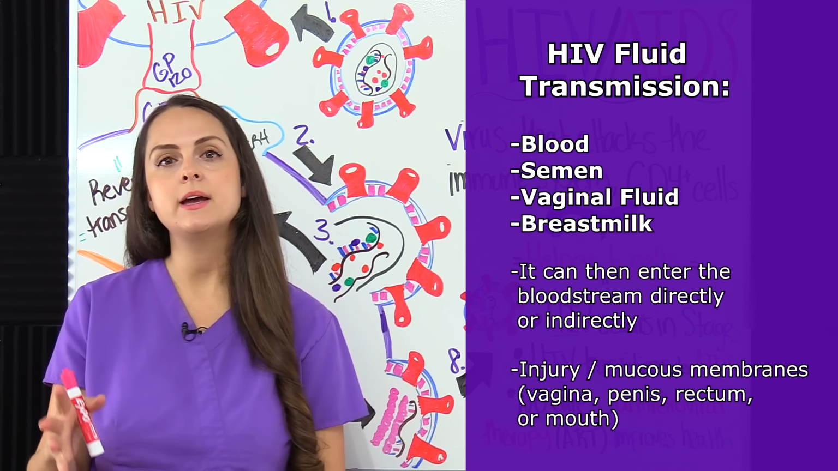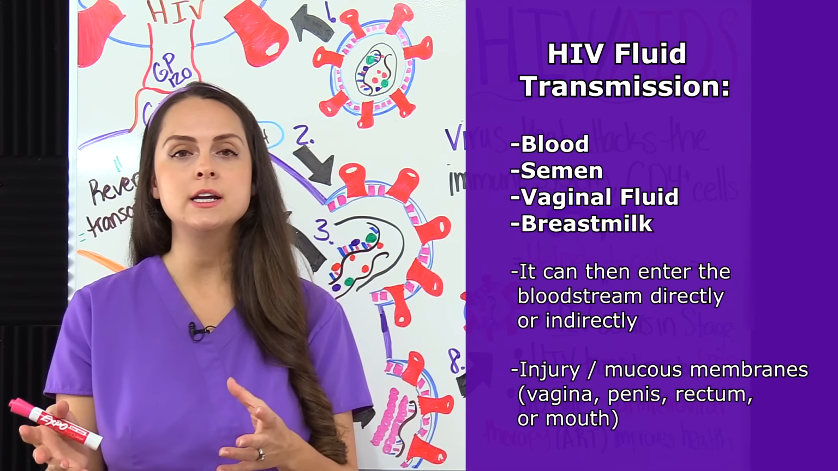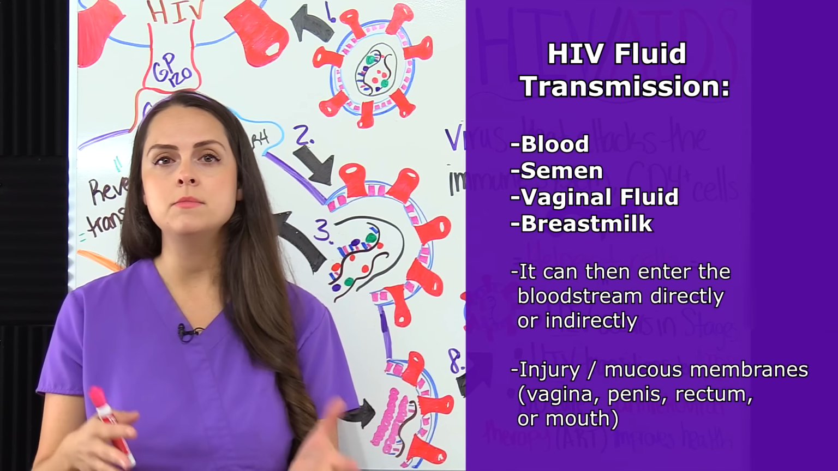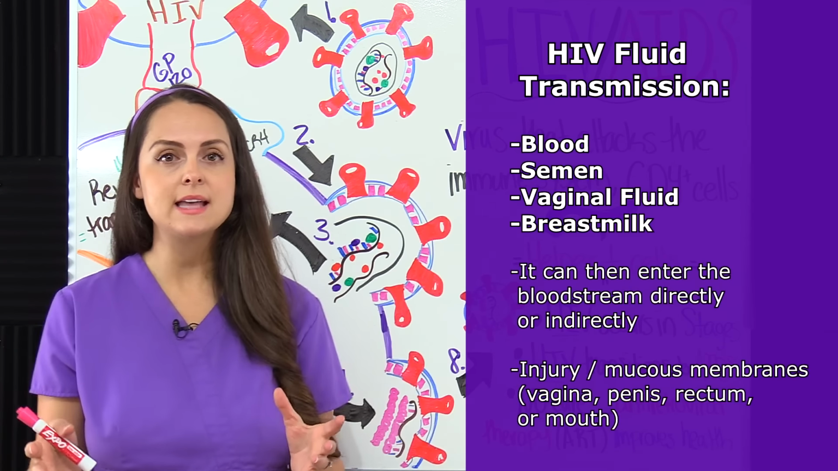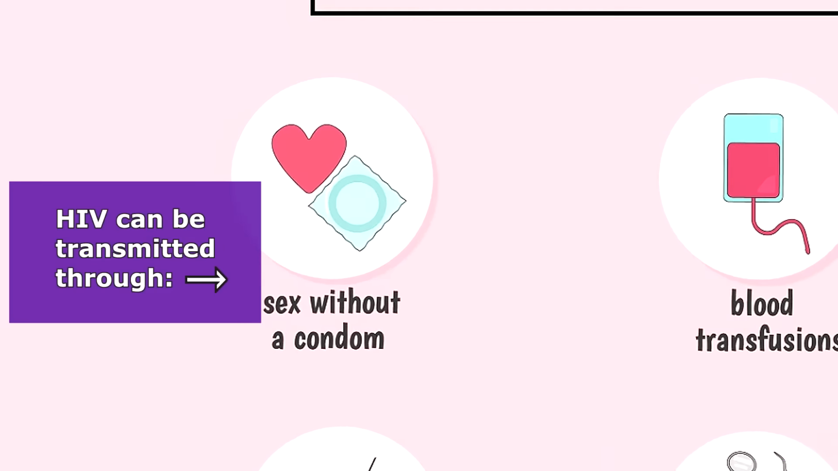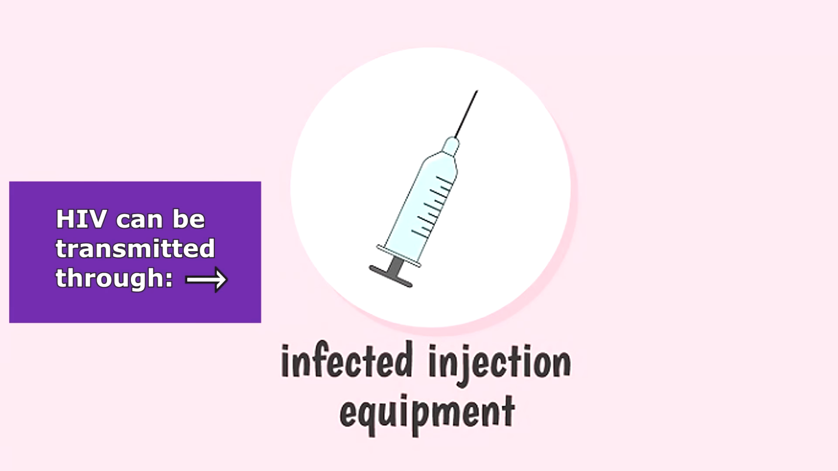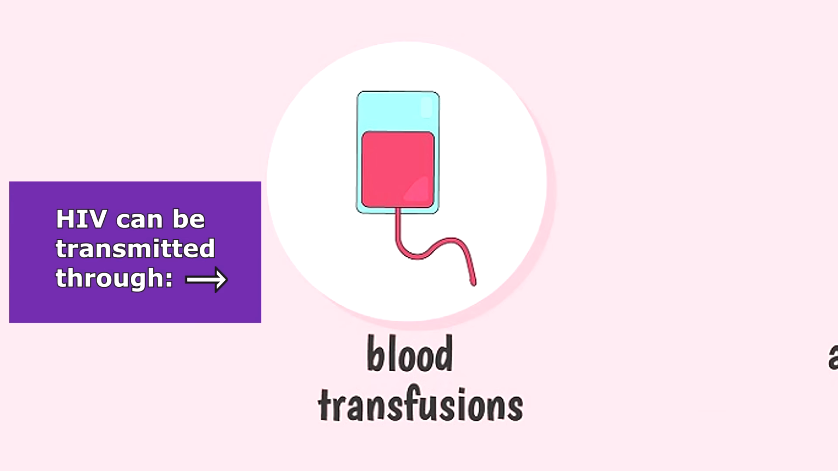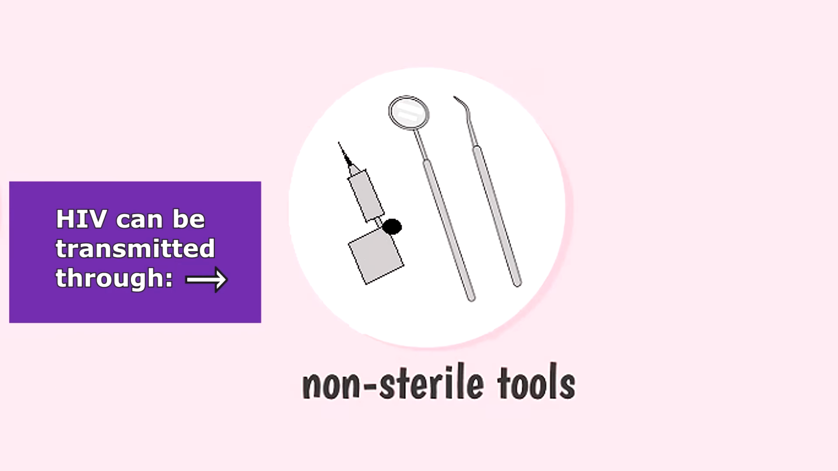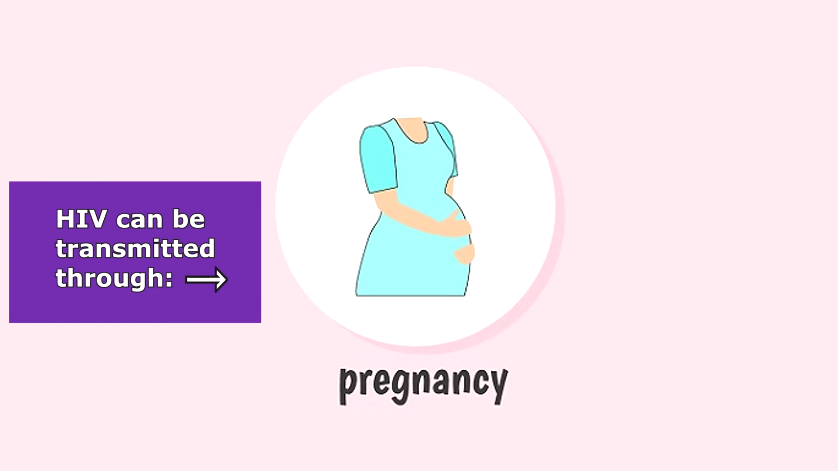And once in this fluid, it can easily enter the bloodstream either directly or indirectly, like via injury or a mucous membrane. Some activities that can increase the risk of transmitting HIV include unprotected sexual contact, drug use like needle sharing, a contaminated blood product transfusion, a needle stick injury, a contaminated needle for a piercing or tattoos, or even during pregnancy, and this can be pregnancy itself, the birthing process, or breast milk.